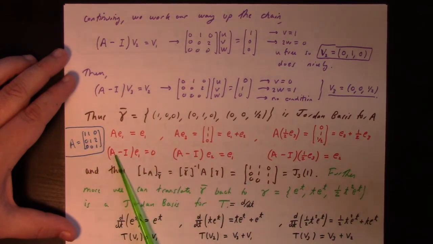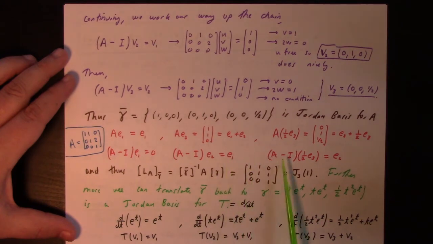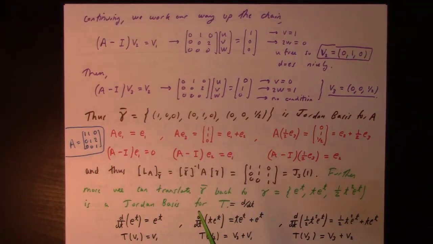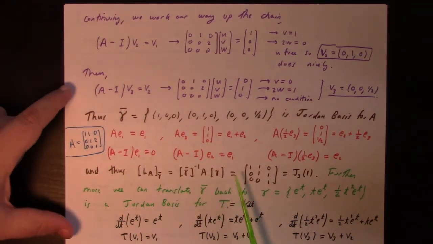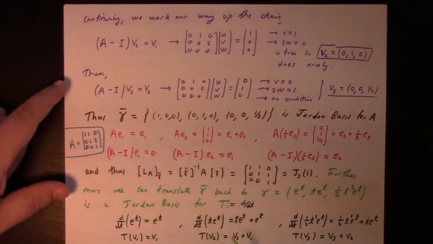So rewriting it, we've got A minus I E1 equals 0, A minus I times E2 is equal to E1, and finally A minus I times 1/2 E3 is equal to E2. So these are the chain conditions. All right. And anyway, if we similarity transform our A back to where we started, we will get 1, 1, 0, 0, 1, 1, 0, 0, 1, which is a 3 by 3 Jordan block for eigenvalue 1, just as we had hoped. But now I actually explicitly give you the basis which makes that happen.